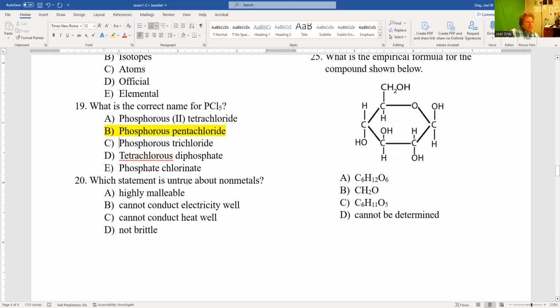Number 20, which statement is untrue about nonmetals? Okay, nonmetals, you know what? It's an awkwardly worded question. I'm going to give everyone credit on that one, so I'm just going to leave that one out. What I was getting at was that nonmetals are brittle. That's where I was going. So everyone gets credit for number 20. Apologize for that.